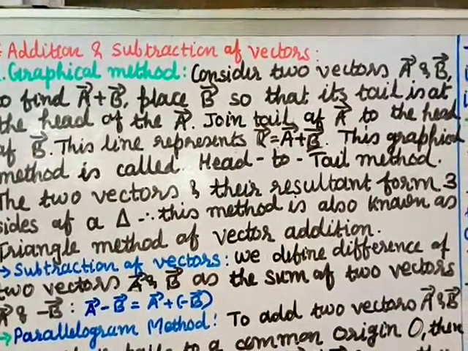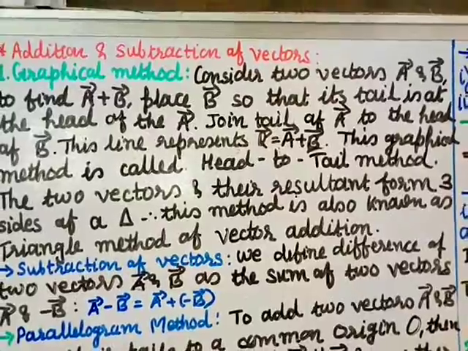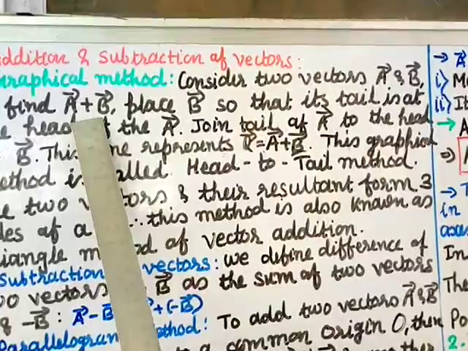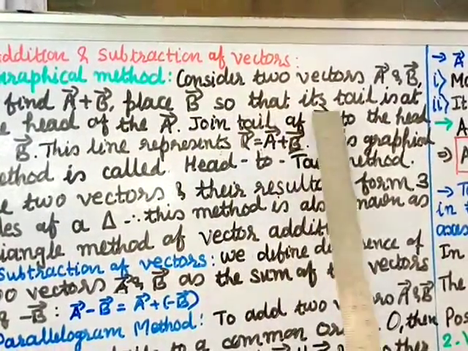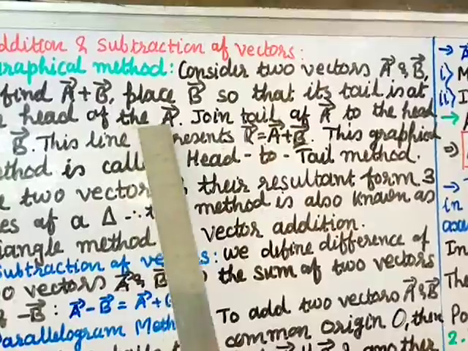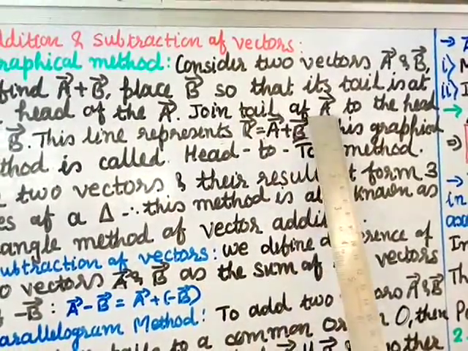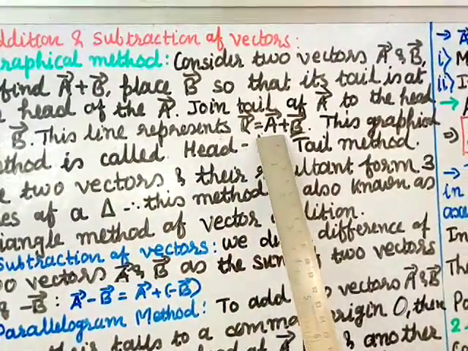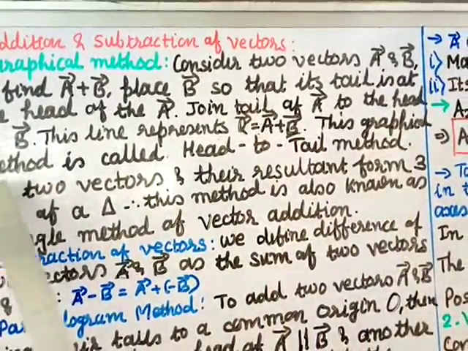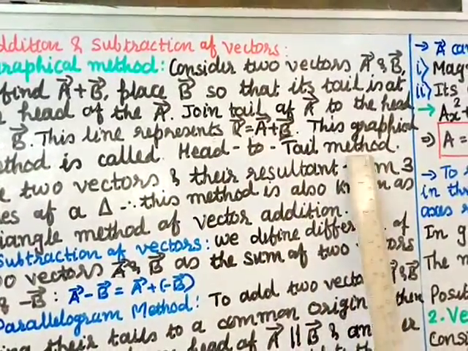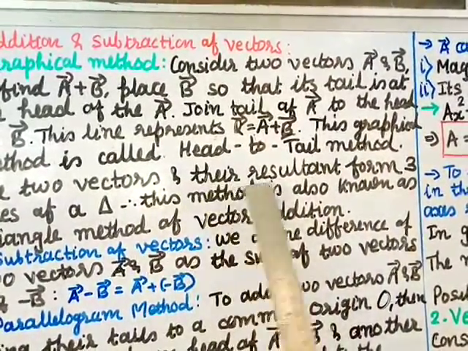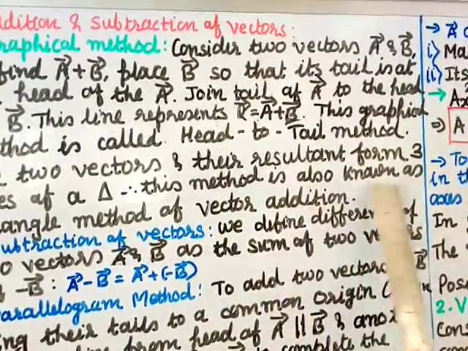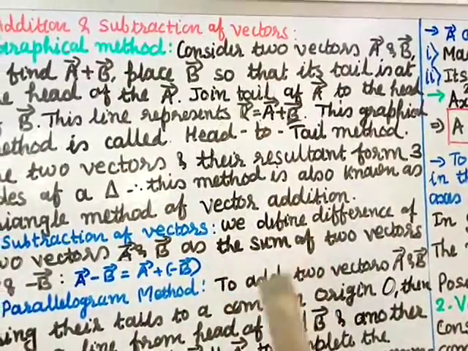Addition and subtraction of vectors. Number 1, graphical method. Consider two vectors a and b. To find vector a plus vector b, place vector b so that its tail is at the head of vector a. Join the tail of vector a to the head of vector b. This line represents r equal to vector a plus vector b. This graphical method is called the head to tail method. The two vectors and their resultant form three sides of a triangle. Therefore, this method is also known as the triangle method of vector addition.